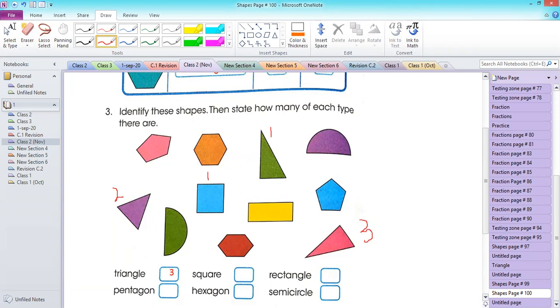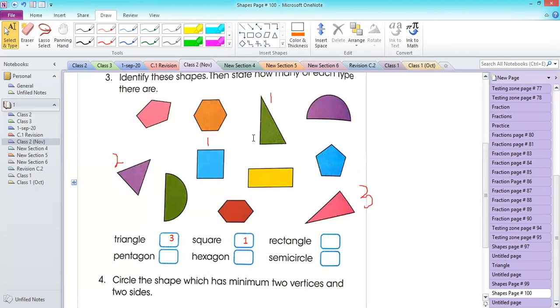Okay. Move on. There are five vertices. It is not a square. There are two vertices. It is not a square. There are six vertices. It is also not a square. So how many squares are there? I'm asking how many squares are there in the shapes? One. The answer is only one square. So you will write here one.